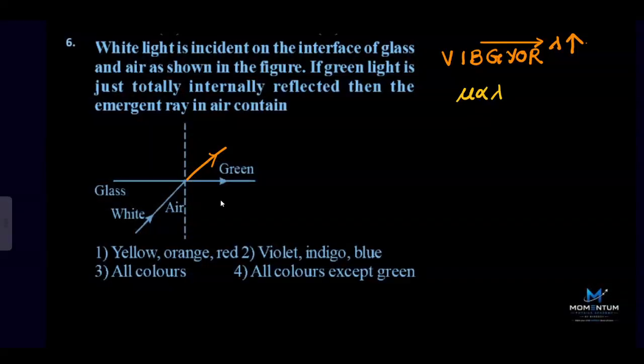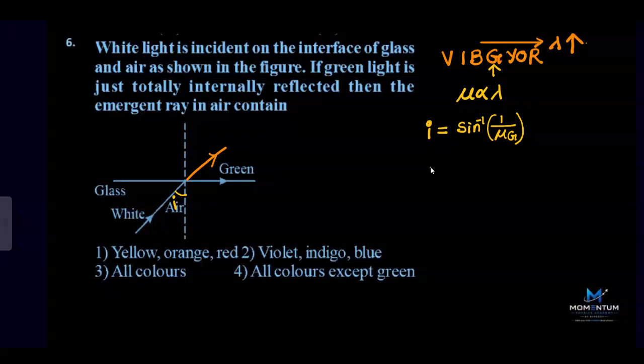They mentioned that green gets TIR. So this is the angle of incidence, I. In this case, I must be equal to the angle at which green grazes the surface. So we can say I equals sine inverse of mu r by mu d, where mu r means 1 and mu d means the refractive index of green. Wavelength is high means refractive index is also high.